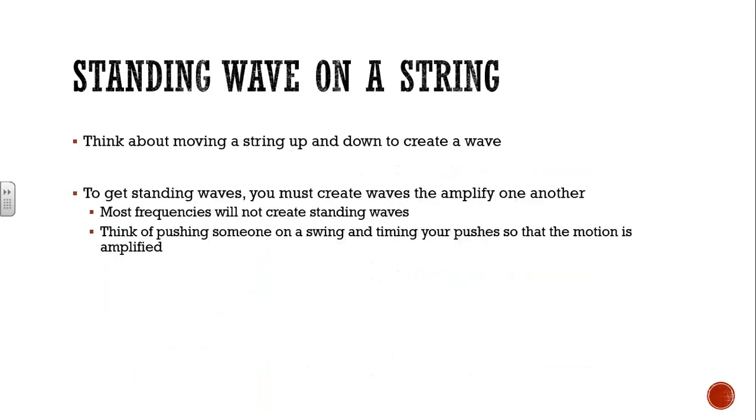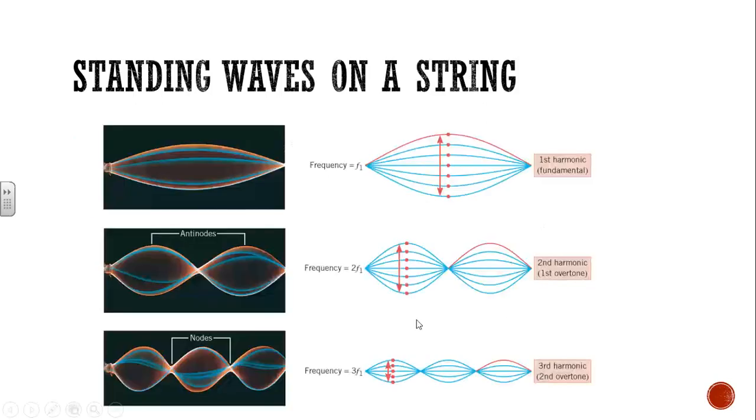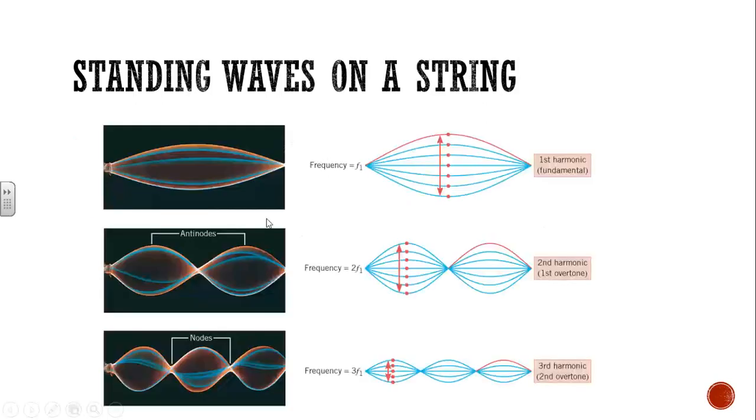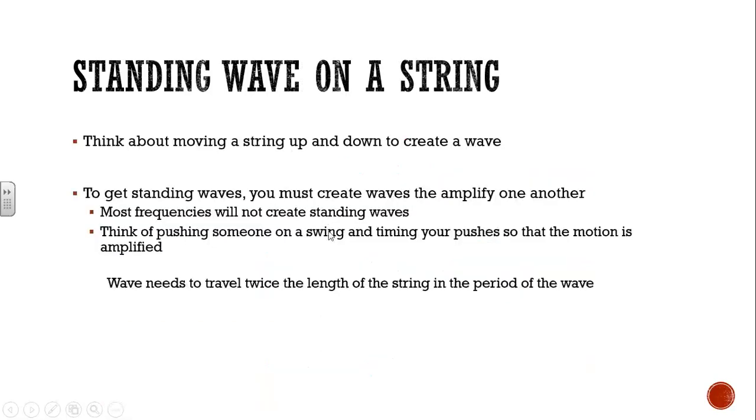So let's think about the string moving up and down to create a wave. To get a standing wave, I must create waves that amplify one another. This means only this set of frequencies, F1, F2, F3, is going to create the standing wave. Most frequencies will not create standing waves on this string. We can think of someone pushing a swing: the only way to amplify that motion is if the person pushes the swing at exactly the right time. Same thing here in a standing wave. The only way this gets amplified is if you have a crest or a trough meeting here at exactly the right time so that it matches the crest or trough from another wave.